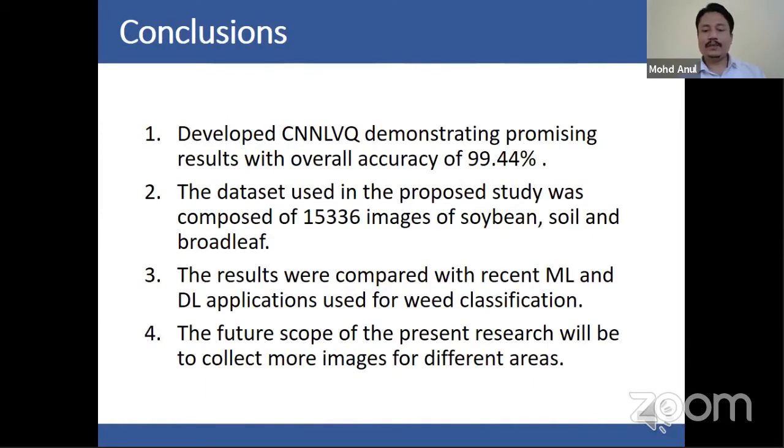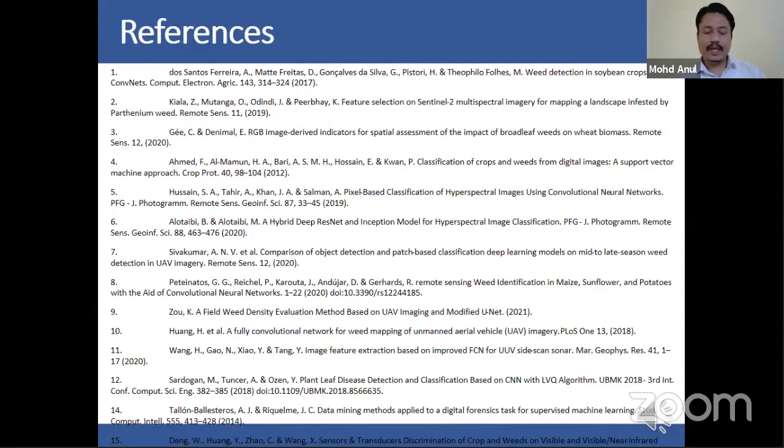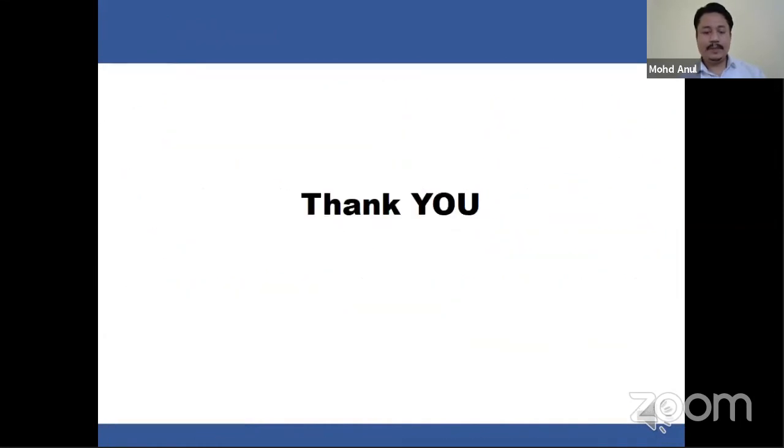And the conclusion: our developed CNN LBQ demonstrated promising results with an overall accuracy of 99.44%. The data set, which originally had 400 images, was segmented into 15,336 images of soil, soybean and broadleaf, and the results were compared with machine learning and DL applications used for wheat classification. The future scope of the work will be to collect more images for different areas and different types of wheat. Then we are trying to make crop specific wheat analysis for our area of study. These are some of the references which we have used in this work. I'll be happy if you have some questions to ask.